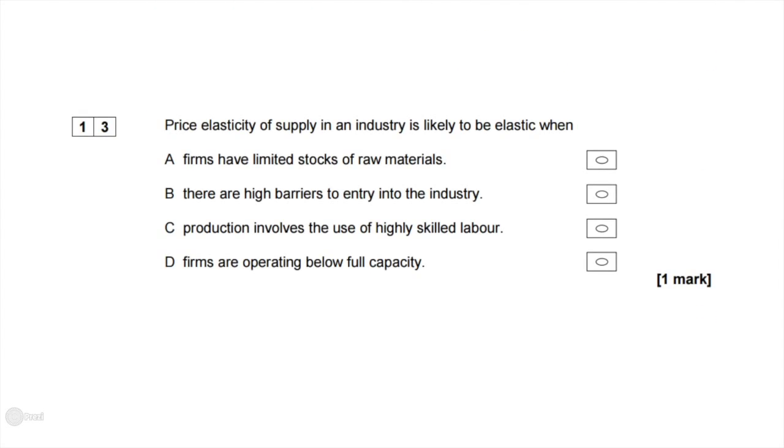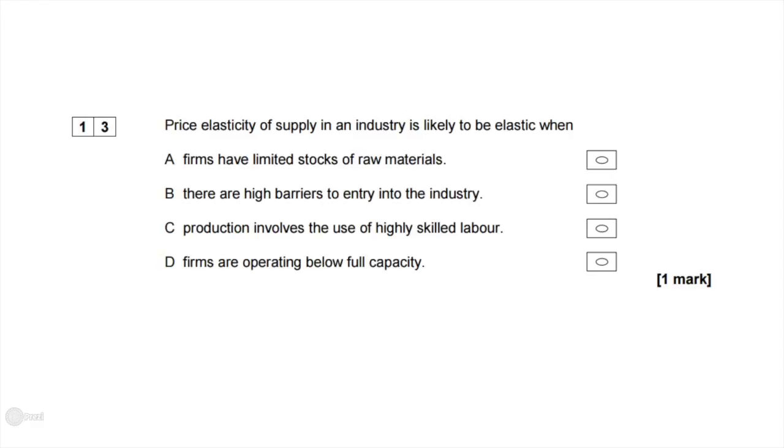Question 13. Price elasticity of supply in an industry is likely to be elastic when A. Firms have limited stocks of raw material. That means it's likely to be more inelastic, because if they've got limited stock, they cannot respond to an increase in price by producing more because they have a limited stock. B. There are high barriers to enter in an industry. If there are high barriers to enter in an industry, then new firms cannot enter the industry and produce more, which means that as there's fewer firms, there's fewer spare capacity maybe, which means that the elasticity of supply will likely be very inelastic.